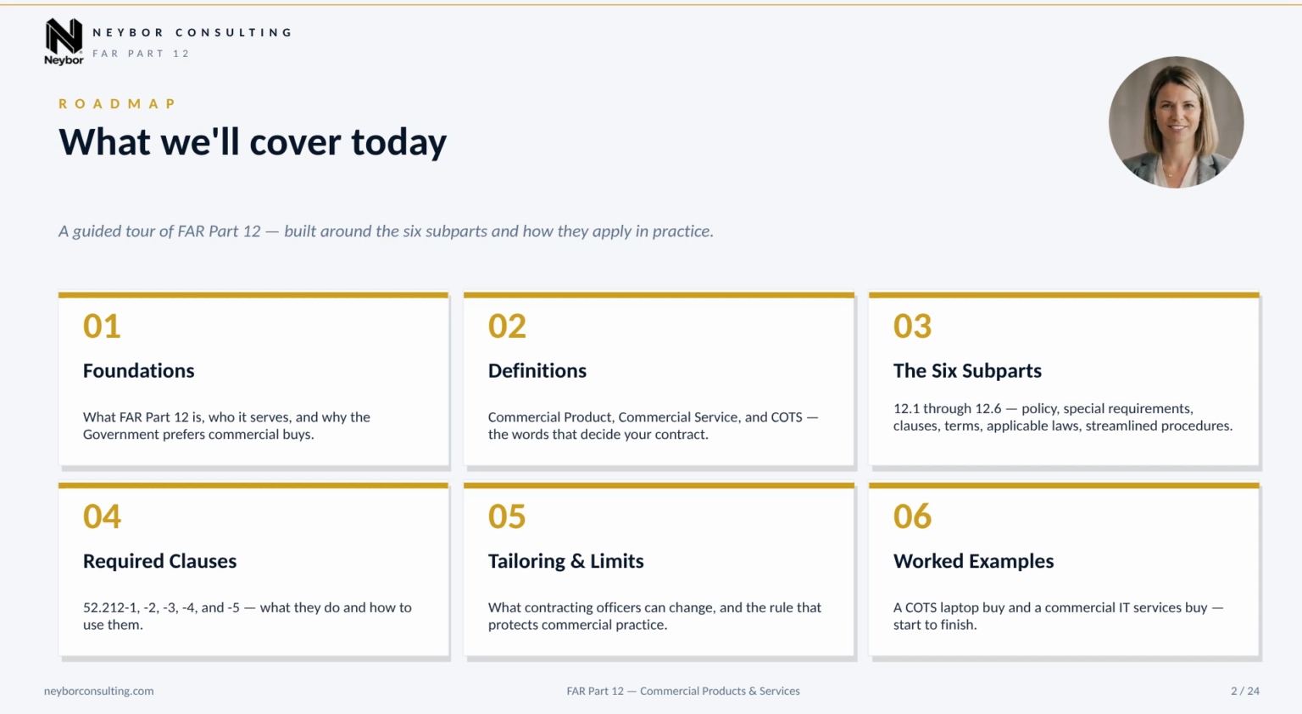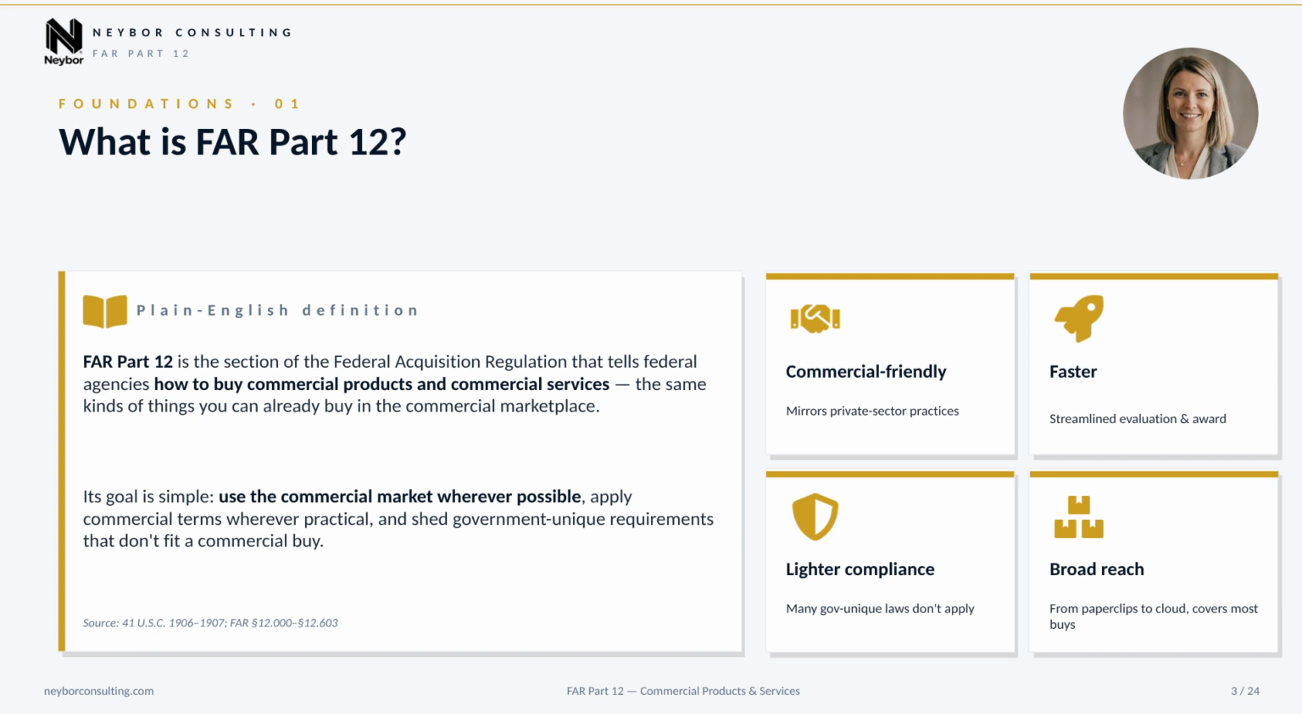Let's start with foundations. So what is FAR Part 12 in plain English? It is the chapter of the Federal Acquisition Regulation that tells federal agencies how to buy commercial products and commercial services, the same kinds of things you can already buy in the commercial marketplace. Its goal is simple: use the commercial market wherever possible, apply commercial terms wherever practical, and shed government-unique requirements that do not fit a commercial buy.